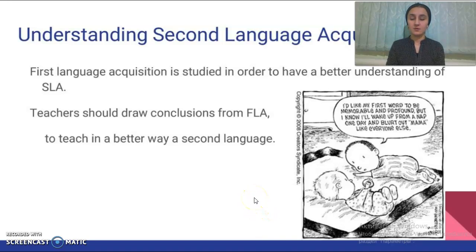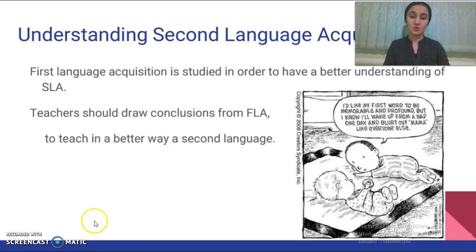So, our first page contains information about understanding second language acquisition. First language acquisition is studied in order to have a better understanding of second language acquisition. It means the first language is your foundation for second language acquisition, because a person who has learned a first language can acquire a second language too.